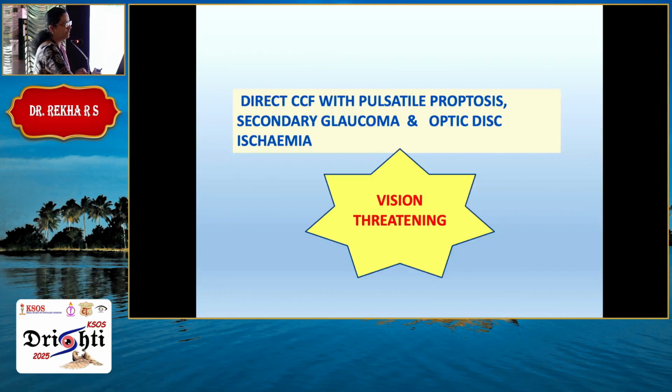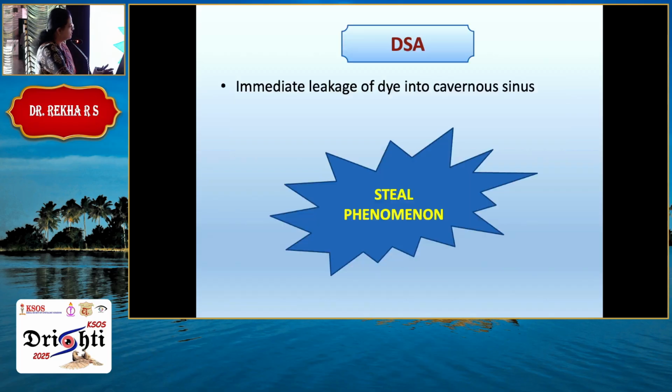So now it has become a direct CCF with pulsatile proptosis, secondary glaucoma and optic disc ischemia. So now it was a vision threatening condition. So at this time he agreed to do the DSA. So while doing the digital subtraction angiography, not only was there immediate leakage of dye into the cavernous sinus, there was something interesting called the steal phenomenon.